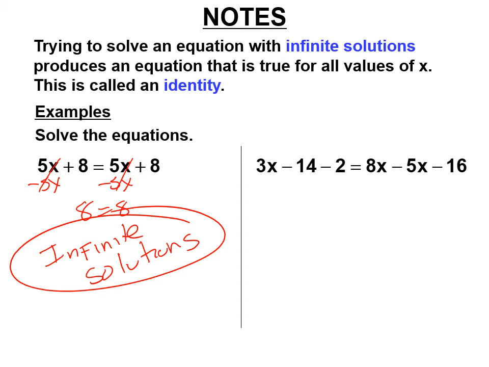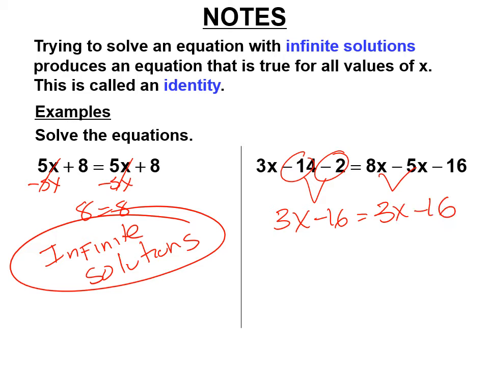Try this one. So when it looks like that, you can see it right away. That's going to happen. But usually it's disguised. Let's see what happens here. So we combine our like terms here. Whoops, the like terms aren't there. The like terms are here. Negative 14 minus 2. So this is 3x minus 16. 8x minus 5x is also 3x.